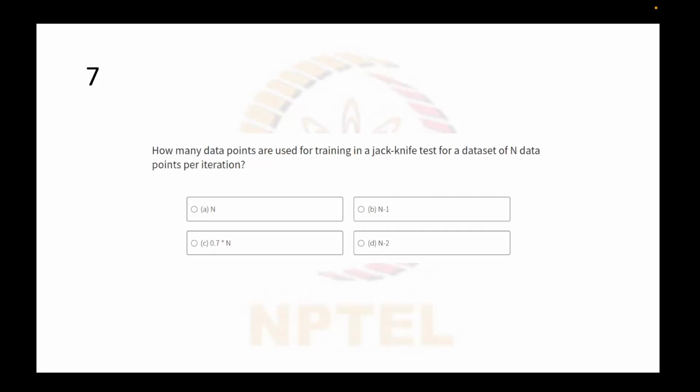The other name for jackknife cross validation is leave one out cross validation. In each iteration, out of the n data points, one data point is left out as the test set, so training is on the remaining n minus 1 data points. These iterations are continued so that each data point has appeared once in the test set.